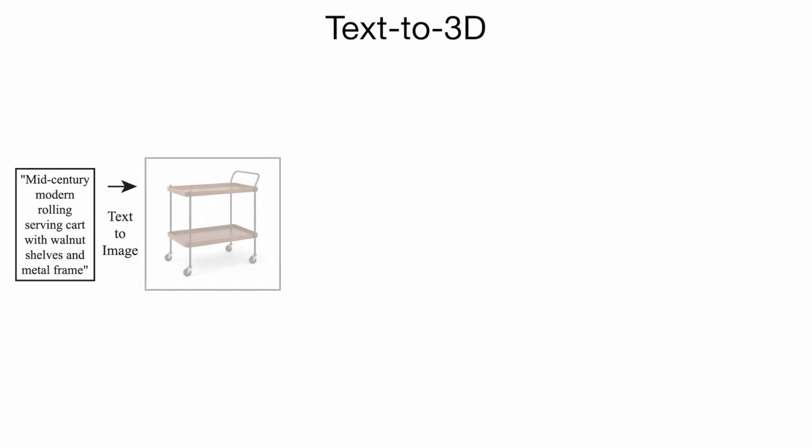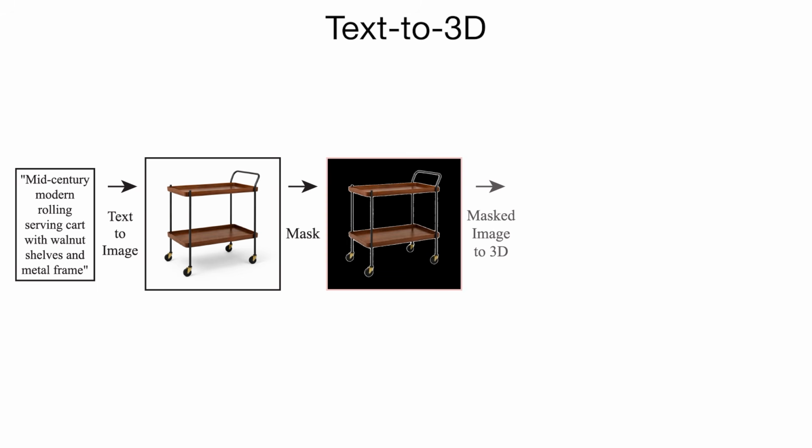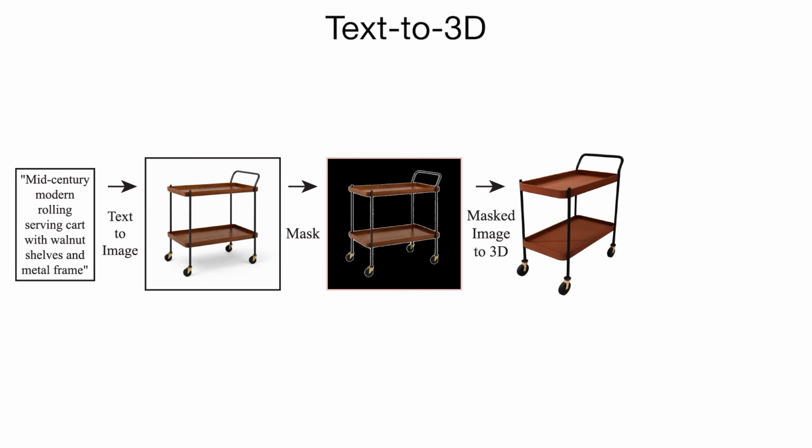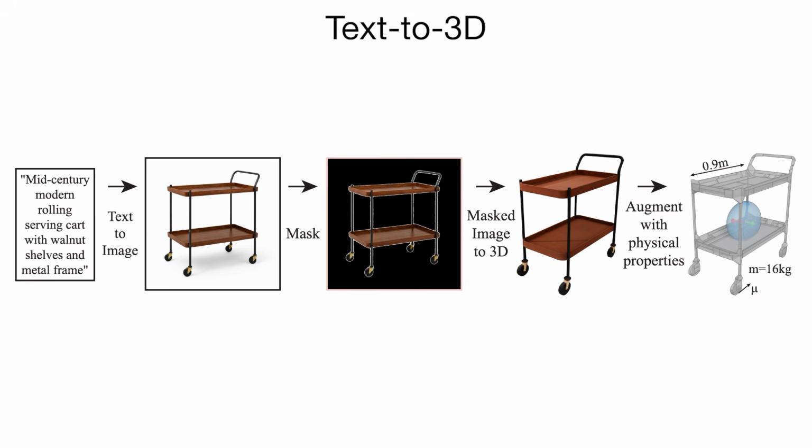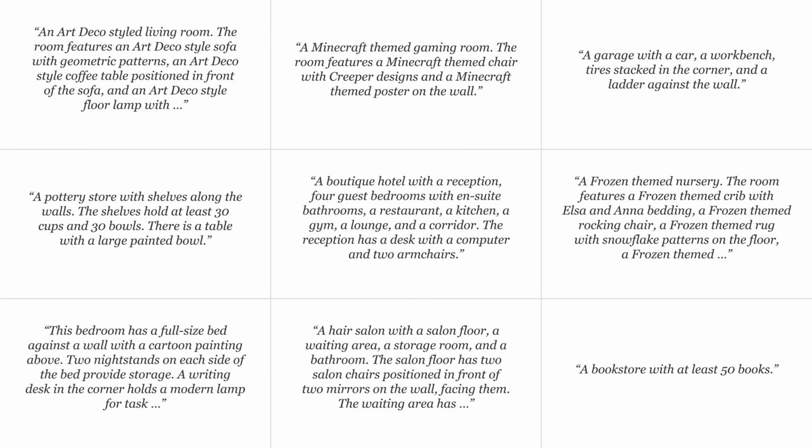For text-to-3D, we first generate a reference image and segment the foreground. Then, we reconstruct a textured 3D mesh and scale it to target dimensions. Finally, we augment it with collision geometry and VLM estimated physical properties: mass, inertia, and friction.